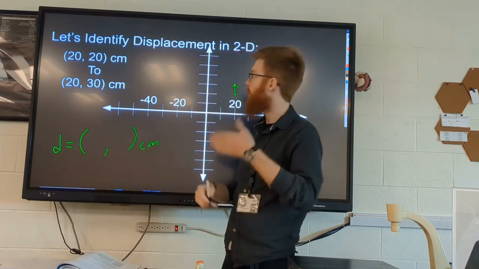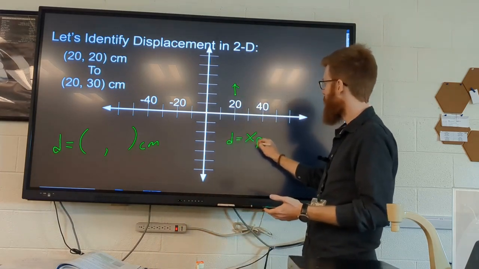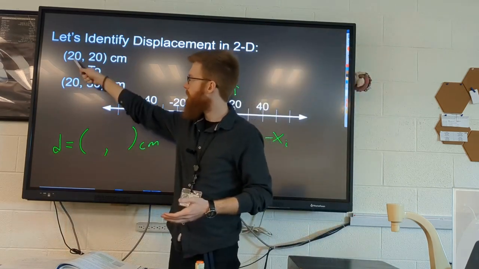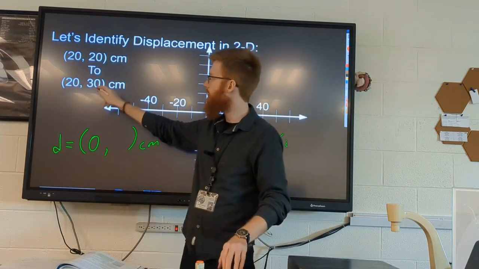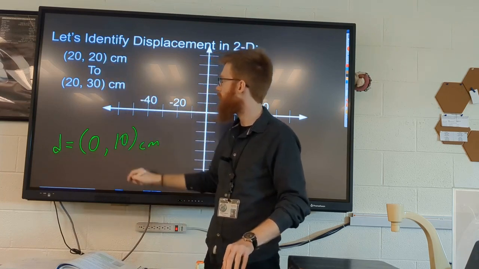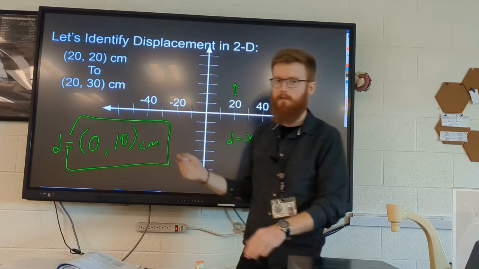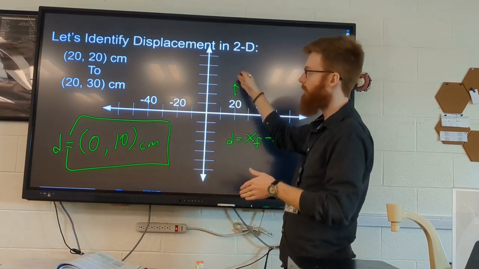For the x, I'll run through my equation, which, as a reminder, is final position minus initial position. So that's 20 minus 20, that gives me 0. Then for the y component, 30 minus 20, that gives me 10. So my displacement is (0, 10), meaning I didn't travel anywhere in the x direction, but I did go up 10 centimeters.